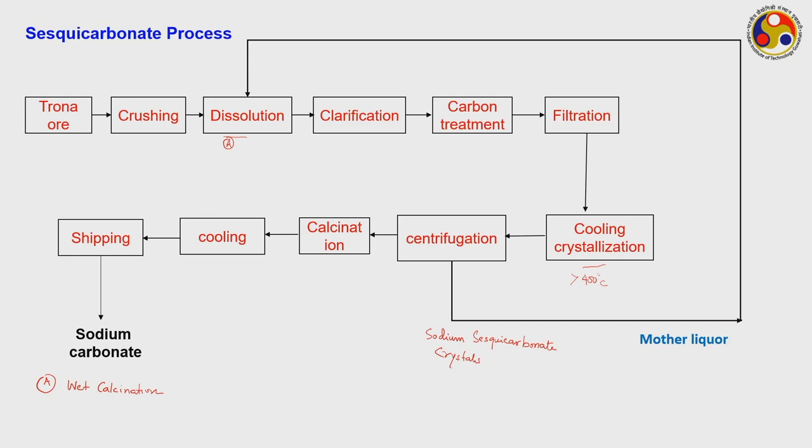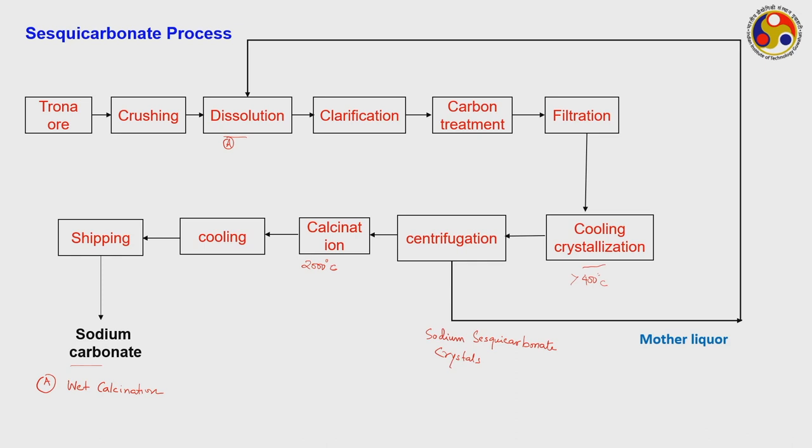So this is different from the monohydrate. The crystals are separated out by centrifugation, and the mother liquor is sent back to the dissolution process. The crystals are calcined, centrifuged, calcined. This calcination takes place at 200 degrees Celsius. You remove the water content, cool it, and you get sodium carbonate. So this is another method, which takes care of the wet calcination.